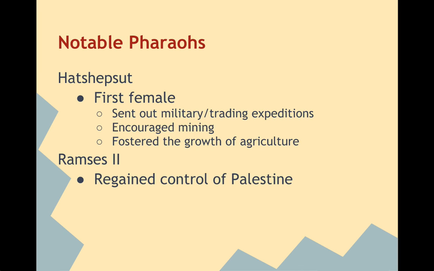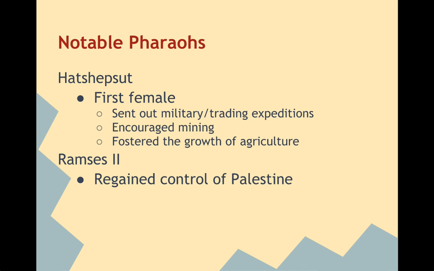And she also was very big on trading relations. She encouraged mining in Egypt. Also, she fostered the growth of agriculture. So she was like, hey, we need to expand on farming even more because farming equals trading. Trading equals money and wealth for our community. And then another pharaoh that you have is Ramses II.